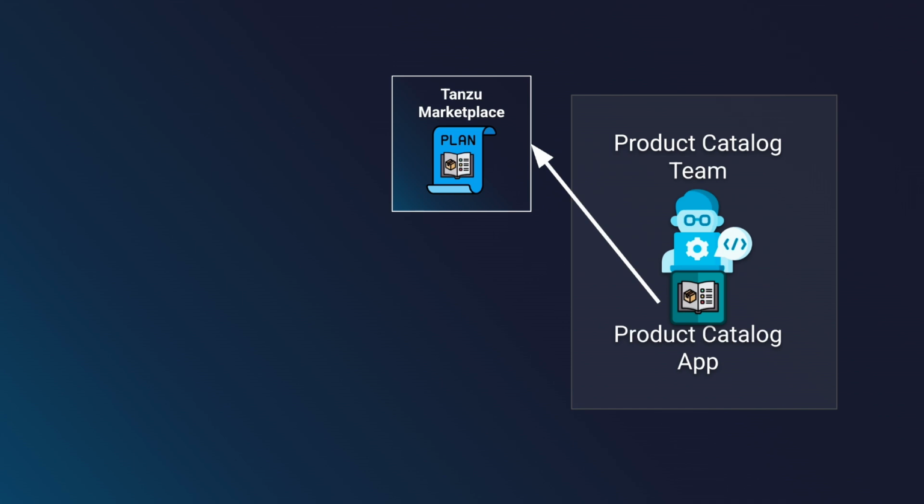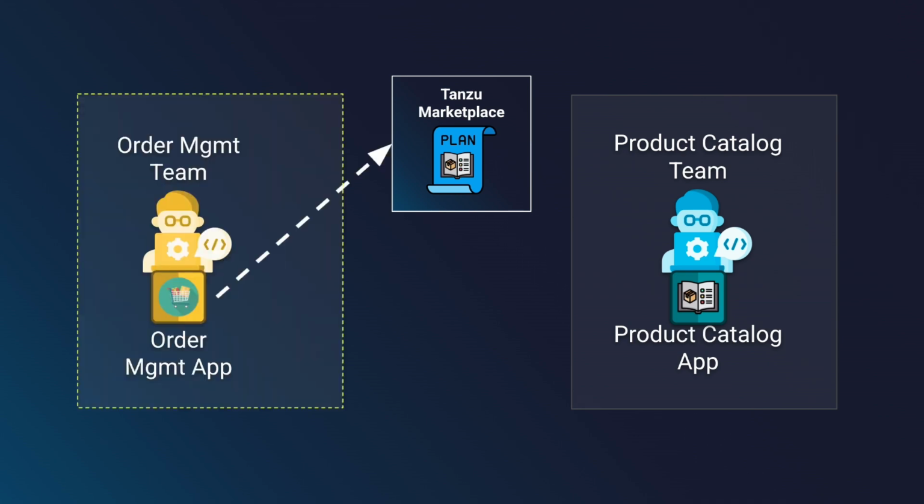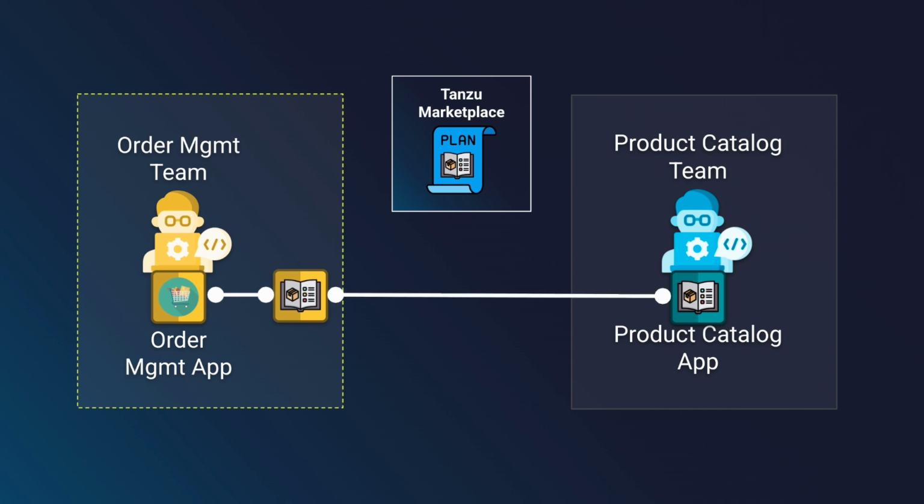So a quick recap of what we've done so far. The product catalog team have published their service to the marketplace. The platform engineer has enabled access. So the order management team and other teams can find it, learn about it, create instances of the service, and connect to it through bindings. The binding ultimately connects them back to the running application, which the product catalog team manages. Let's go through the consumer flow.